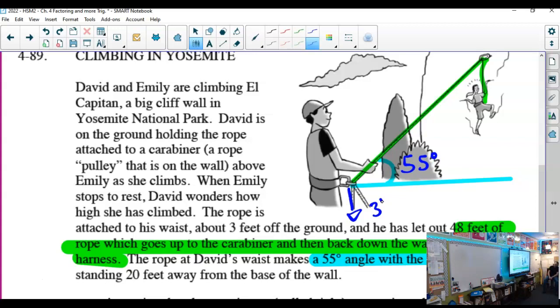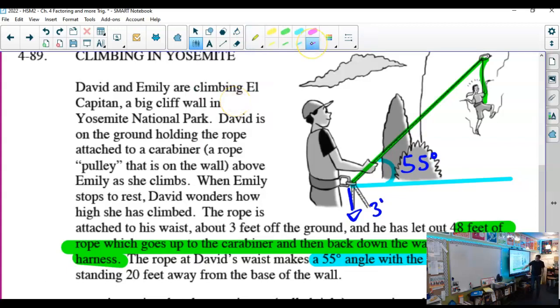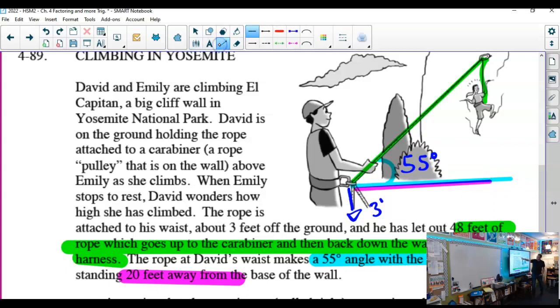Would the blue line be the 20 feet? Yeah, I probably shouldn't have drawn that as the ground since they said angle with the ground. But really it's 20 feet away, so this would be 20. Ooh, did not mean for it to be that big. So if we draw the line down here, right? I think we have everything we need.